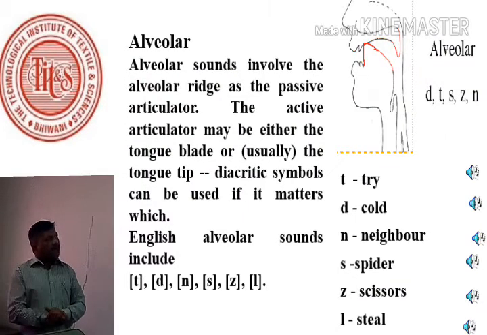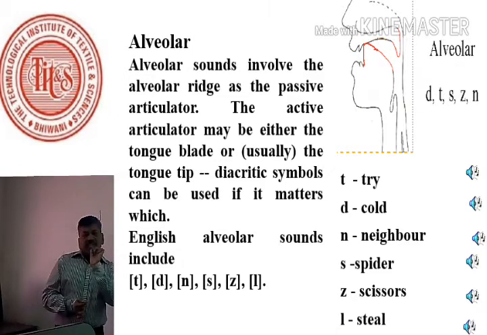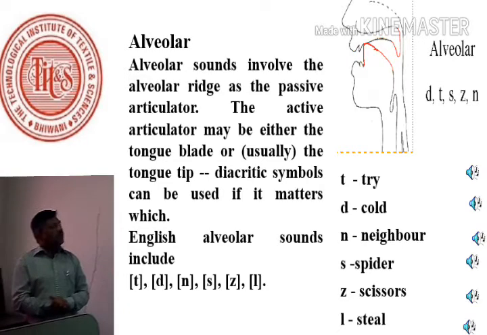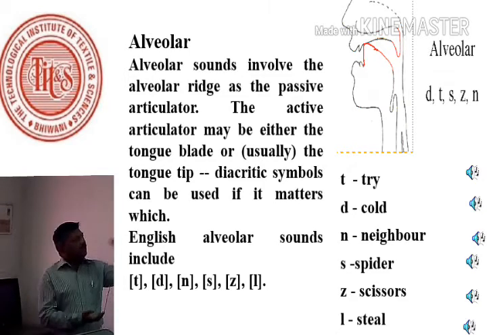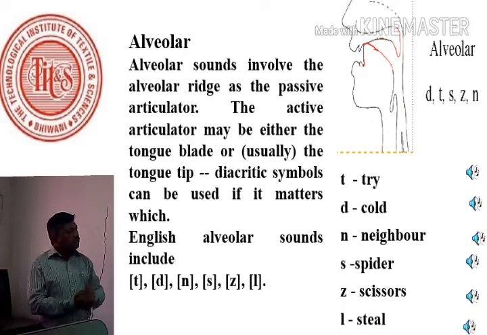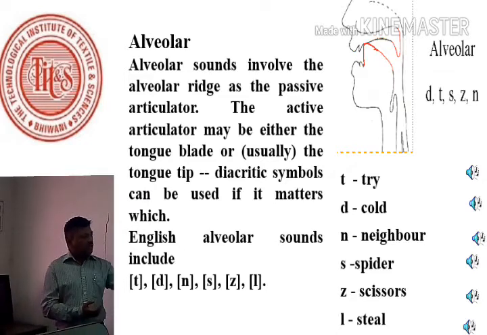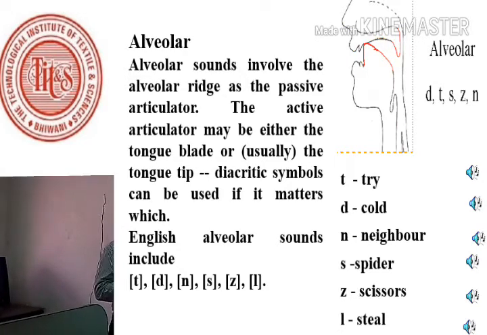Then there come alveolar sounds. Alveolar sounds involve the alveolar ridge. Alveolar ridge means teeth ridge, just back of your teeth. Alveolar sounds involve the alveolar ridge as the passive articulator, and the active articulator may be either the tongue blade or usually the tongue tip. Diacritic symbols can be used if it matters. English alveolar sounds include t, d, n, s, z, l.